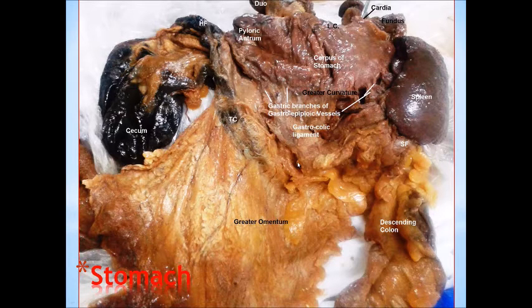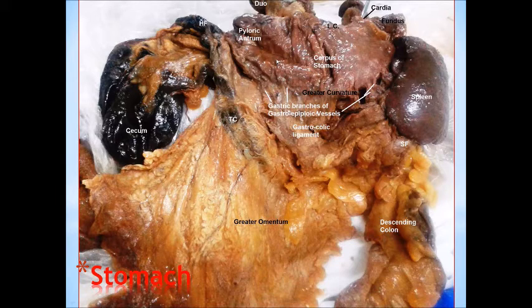So let's start with the first structure, that is the stomach. Let's take a quick look at what we can see here. So this is an enlarged view of the anterior surface of the stomach here. This is the cardiac end of the stomach, the cardia where the forceps is inserted. This is the region of the fundus of the stomach, which is in relation to the left dome of the diaphragm. And just adjacent to the fundus and the greater curvature of the stomach, you can see the spleen here. So this is the greater curvature of the stomach, and this is the lesser curvature of the stomach. This is the body of the stomach, the anterior surface.